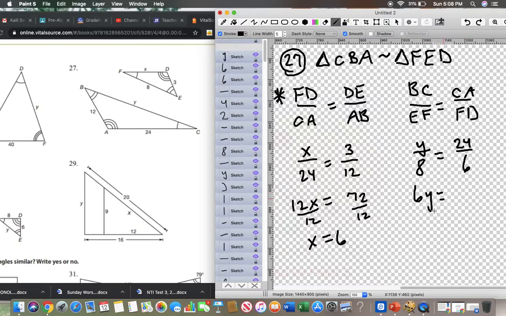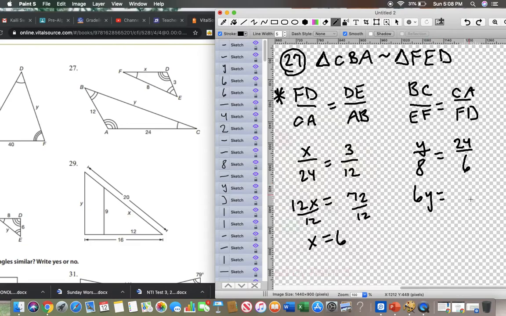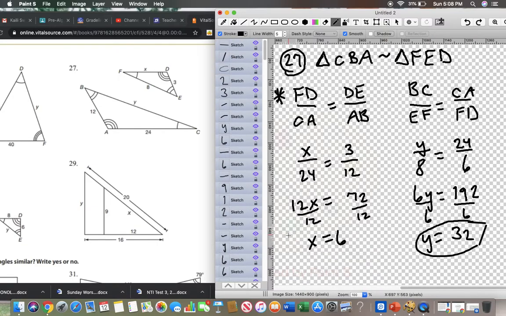Cross multiply. 6y is equal to 24 times 8, which is 192. And y is equal to 192 divided by 6, which is what? 32. X is 6, and y is 32.